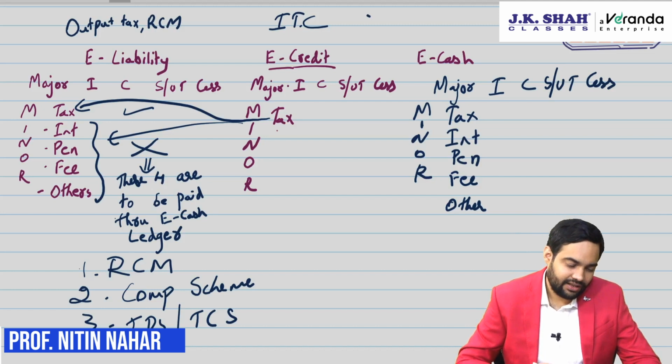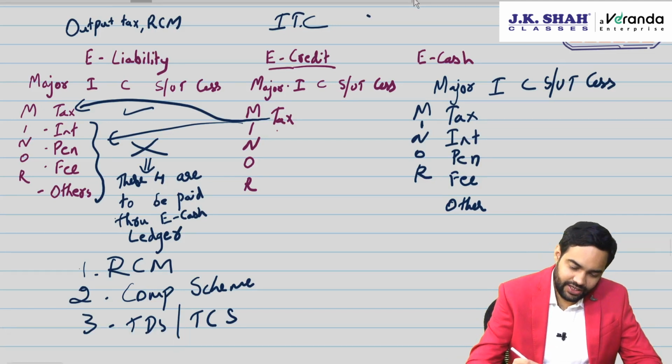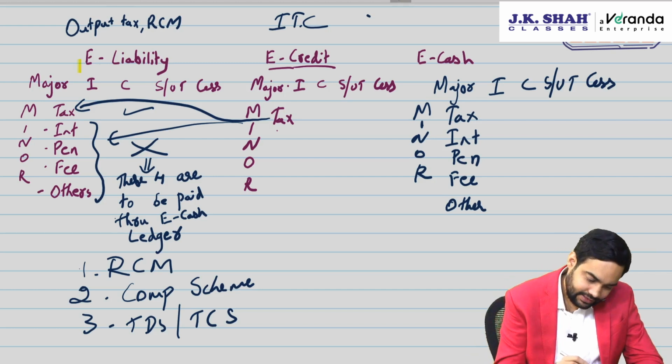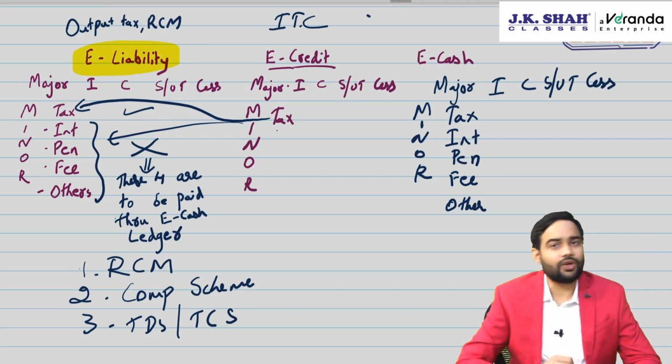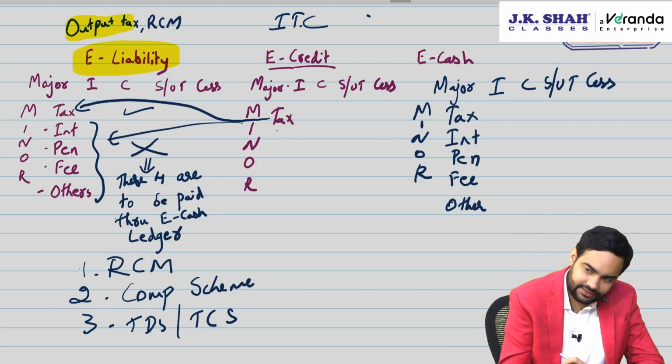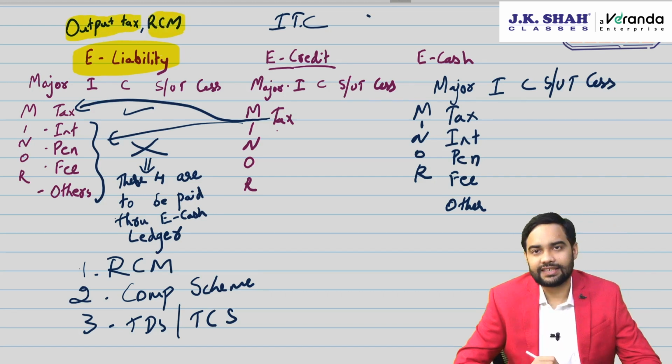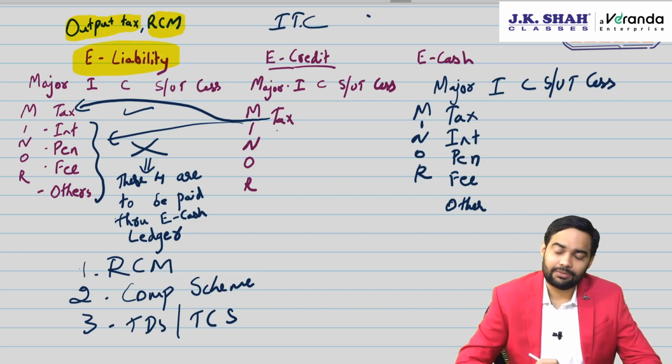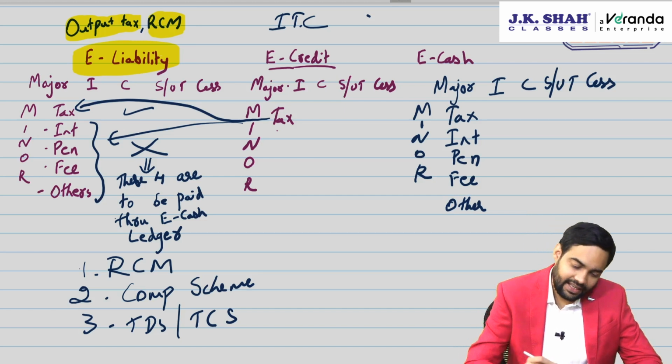Now, payment of GST. Before we get into the provision, the first preliminary understanding which you should have is there are three ledgers. E-liability ledger. Now, what do we report in e-liability ledger? We report the output tax and we report the RCM payable, because both of these are my liabilities. See, RCM is not my output tax, but it is still a liability which I am required to pay.